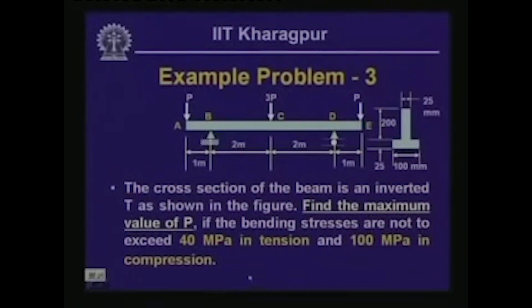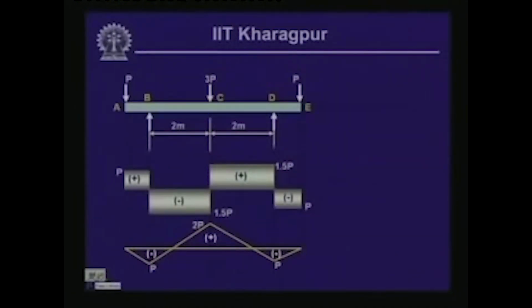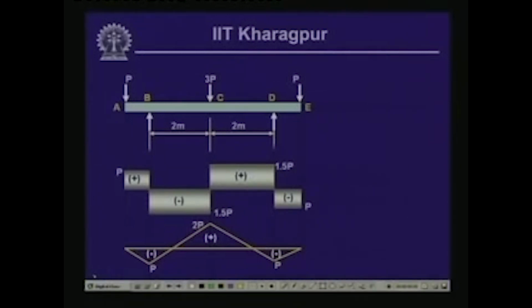To do that, as we have done earlier, let us again compute the reactive forces. Here we call this vertical reactive force RB, and this RD. As usual, since there are no horizontal forces, the horizontal force at the hinge support is equal to 0. So, RB plus RD is equal to the vertical forces, which is 5 times P. Since they are symmetrical, RB and RD will be equal in magnitude, and this is equal to 2.5 P.